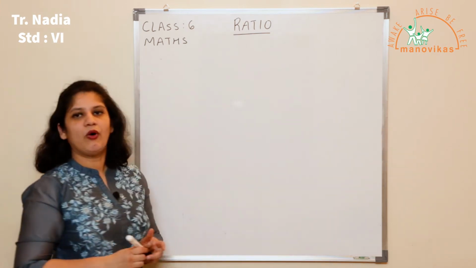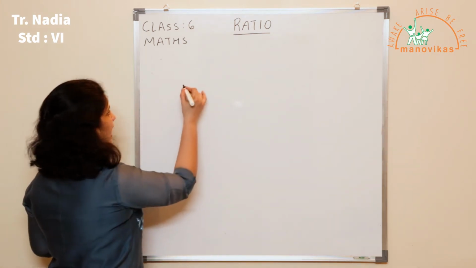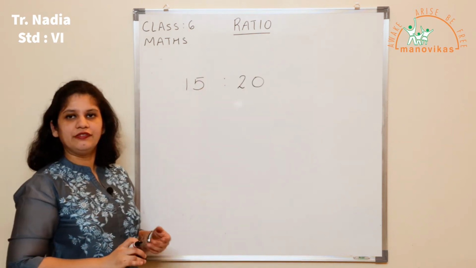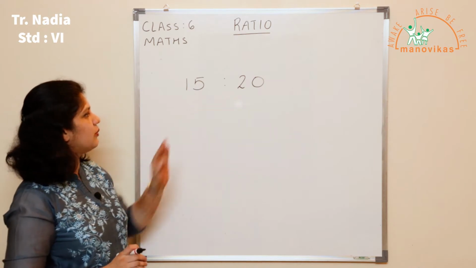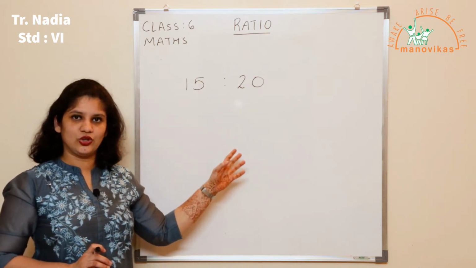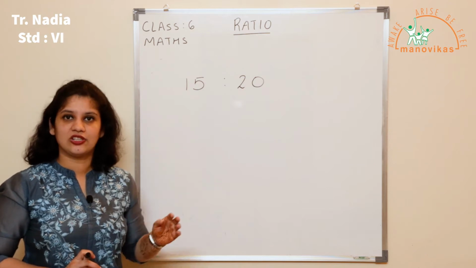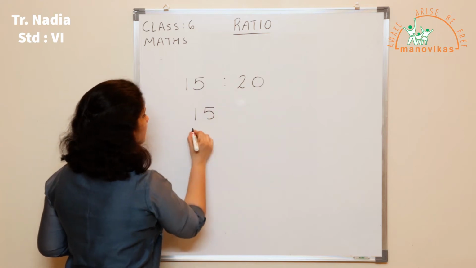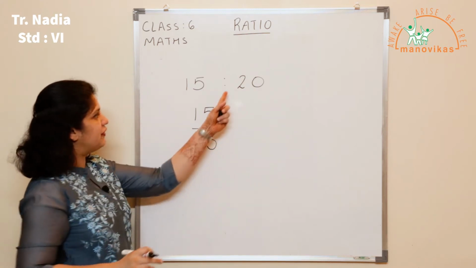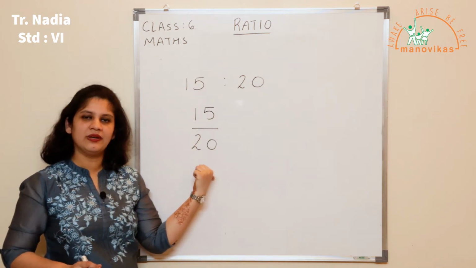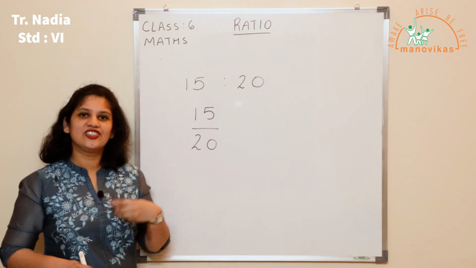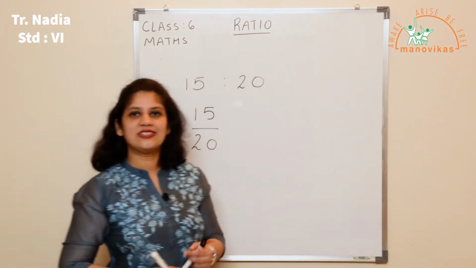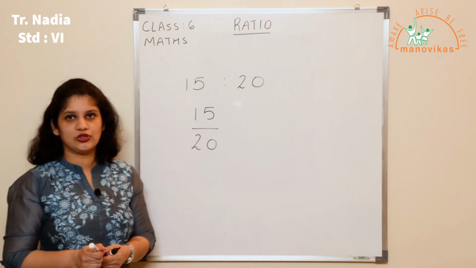Now, the next important thing that you all need to know is whenever you have something in the form of a ratio, say I have here a ratio 15:20, 15 is the first term, 20 is the second term. This ratio can be written in the form of a fraction also. The first term will be the numerator, the second term will be the denominator. So 15:20 in the fractional form is 15/20. Now just like you can reduce fractions, you can reduce ratios also.